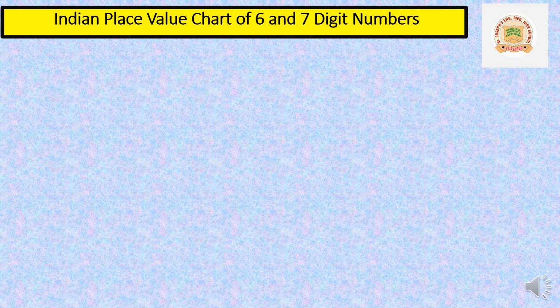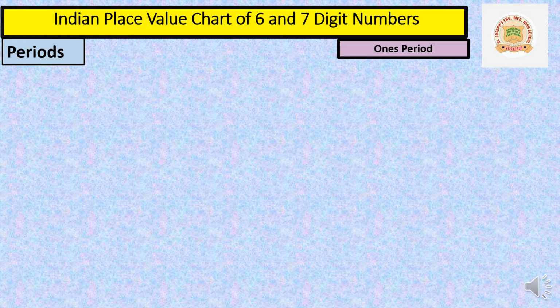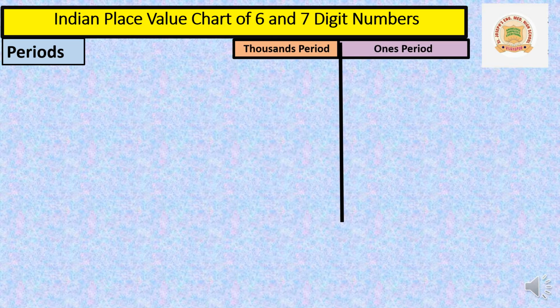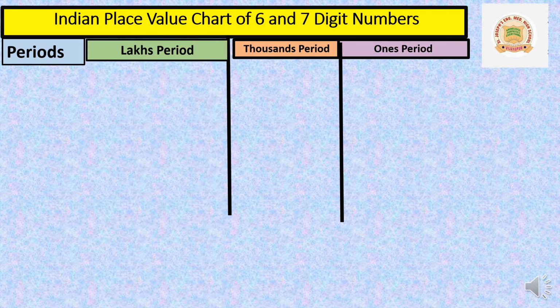To draw the place value chart, first we have to mention the periods. In this place value chart we have 3 periods. In the 5-digit Indian place value chart we have 2 periods, that is ones period and thousands period. These two consist of a 5-digit number. As we are doing 6 and 7 digit numbers now, one more period will be added, that is the lakhs period. Now in these periods, which places come?